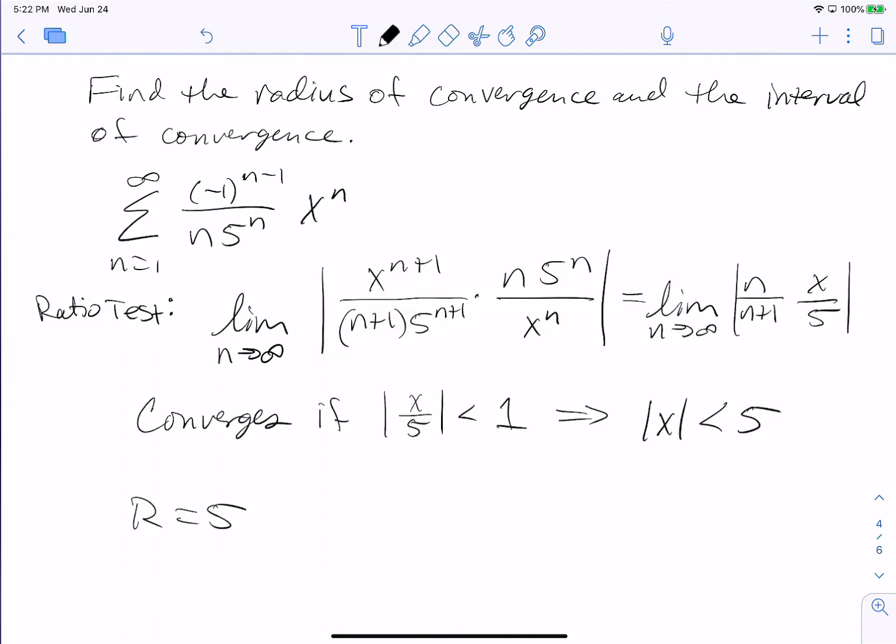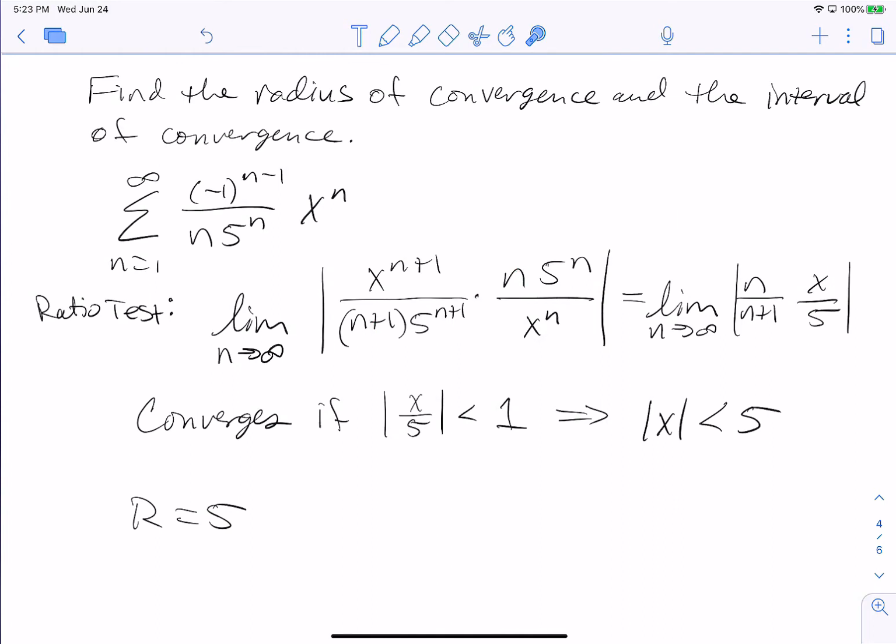Fleshing out the ratio test, we have the limit as n approaches infinity of x to the n plus 1 divided by n plus 1 times 5 to the n plus 1 times the reciprocal of the nth term, n times 5 to the n over x to the n. Forgot to mention it was in an absolute value, and of course we dropped the negative 1 to the n minus 1. All but one factor of the x are going to divide out. All but one factor of 5 is going to divide out. That leaves us with this x over 5.